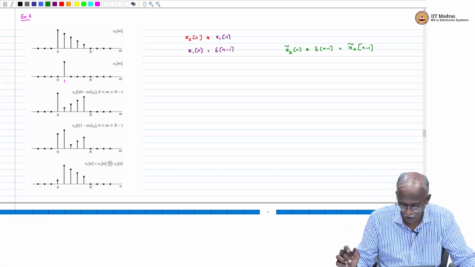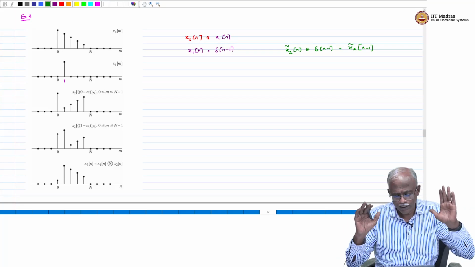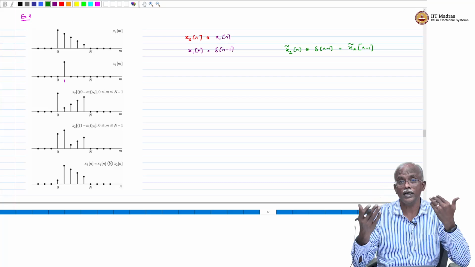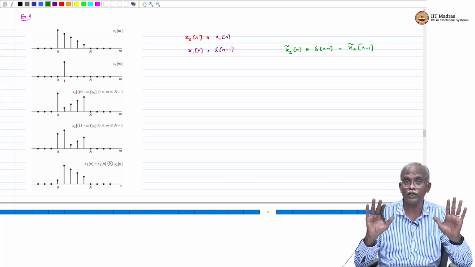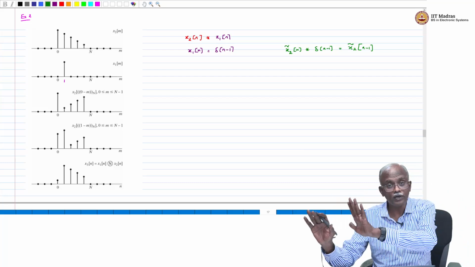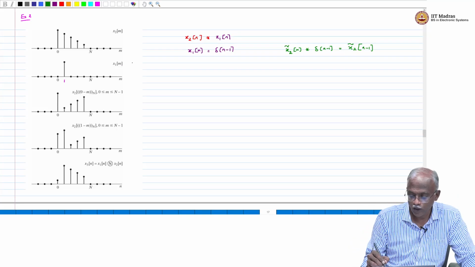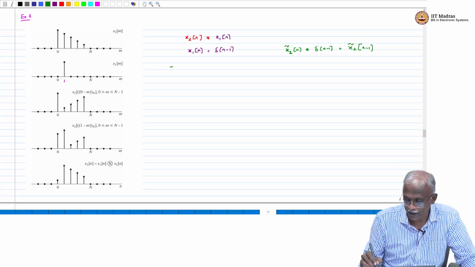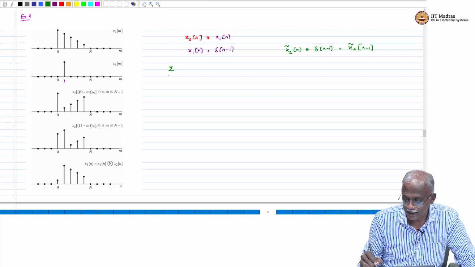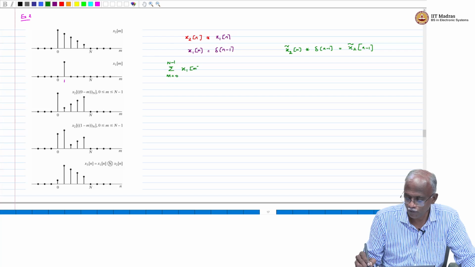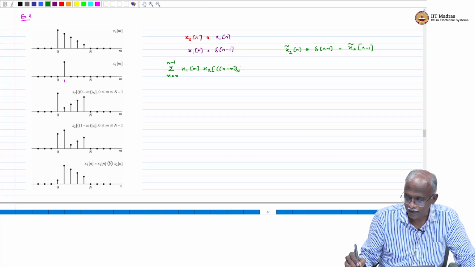Now that's exactly what will happen in this case also. But let us see how to look at it as a circular convolution, not as a periodic operation, but as a circular convolution. Keep x1 of m as is, because the operation that we are going to be doing is summation m equal to 0 through n minus 1, x1 of m, x2 of n minus m modulo n.